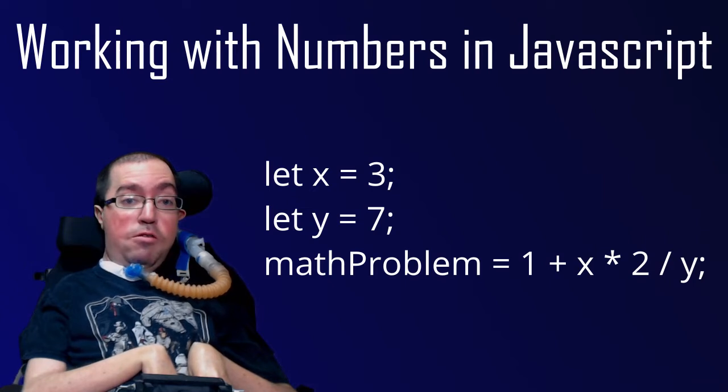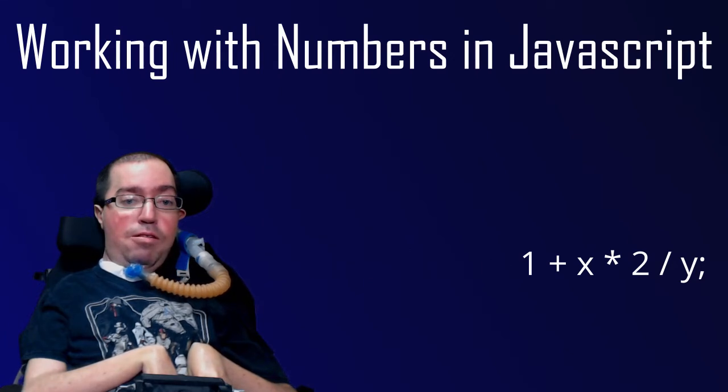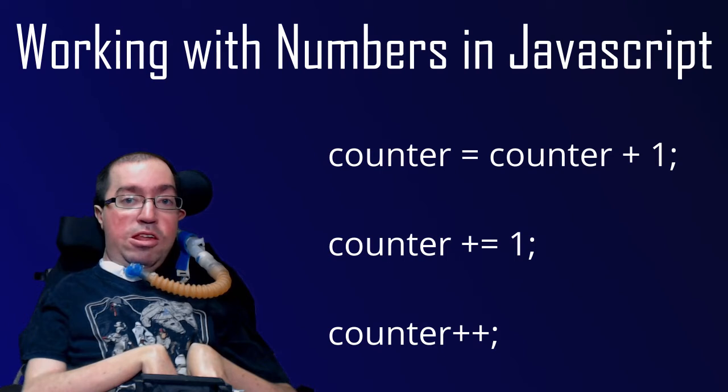Of course, your variable names don't need to be x and y if you're doing math. They can be any valid variable names. I simply used x and y as examples. You can also update an existing number variable by doing math on it. For example, if you had a variable named counter and you wanted to increase it by 1 every time a specific thing happened, you could do this in one of 3 ways.